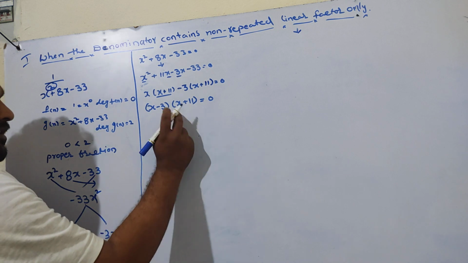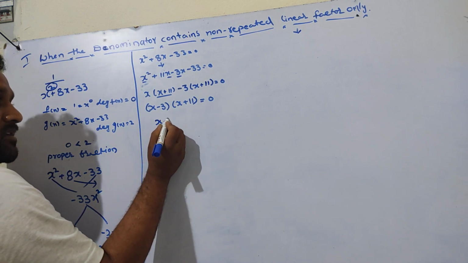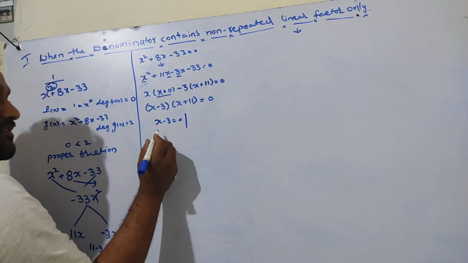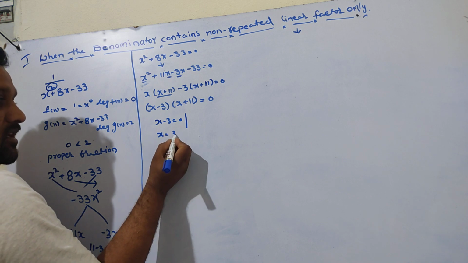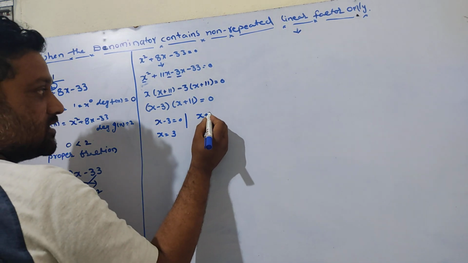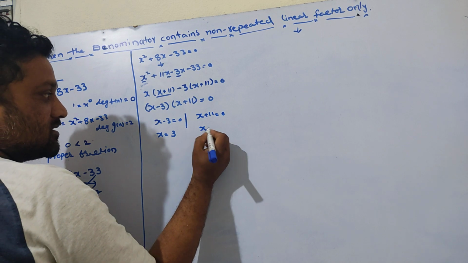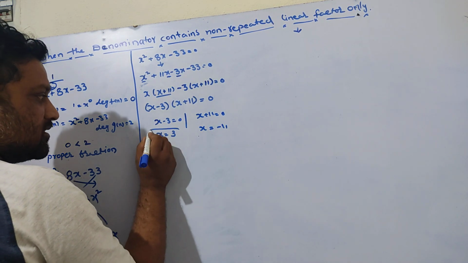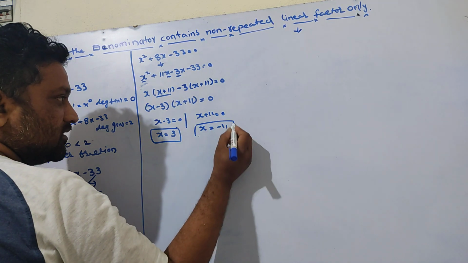Then here we are comparing to 0 now. So x minus 3 is equal to 0, finding the x values: x is equal to 3. Next, x plus 11 is equal to 0, then x is equal to minus 11. Finding the x values and keeping them here.